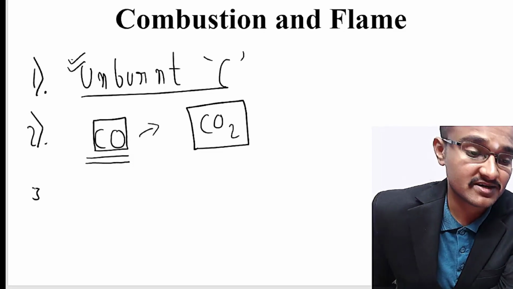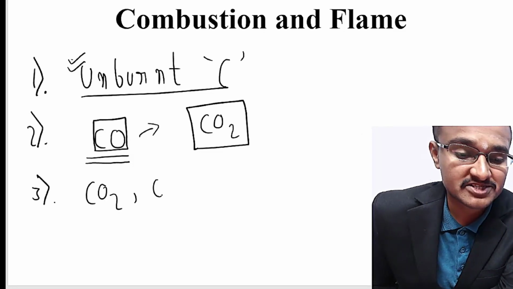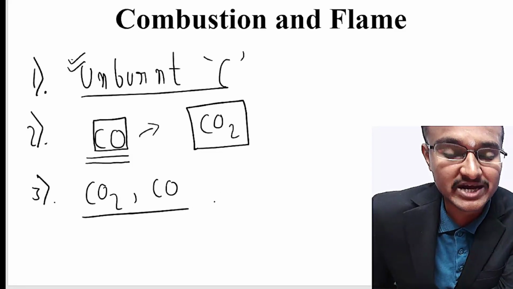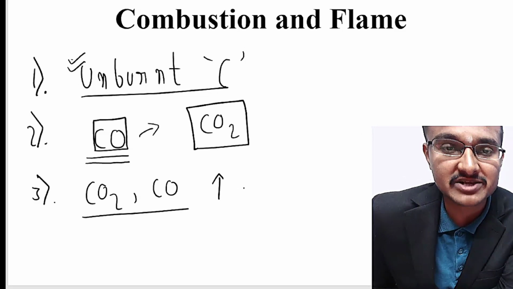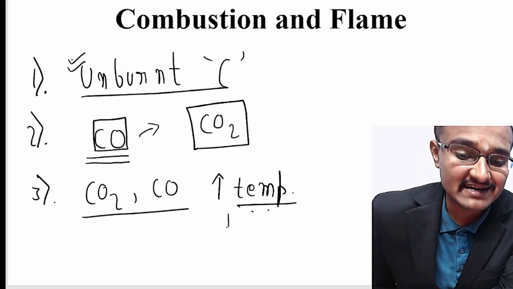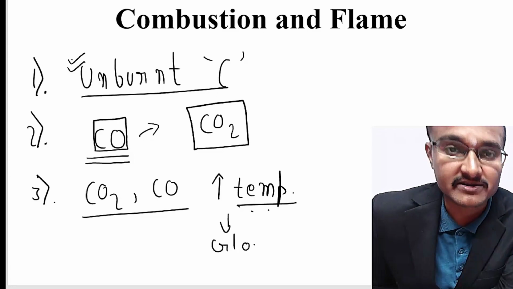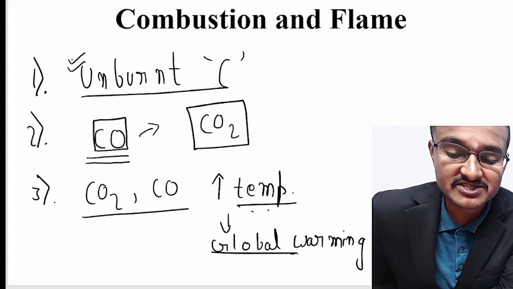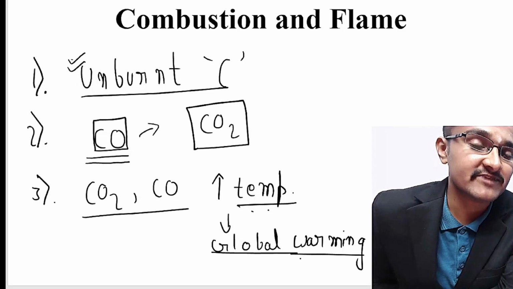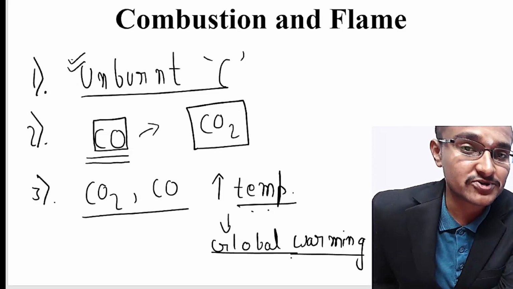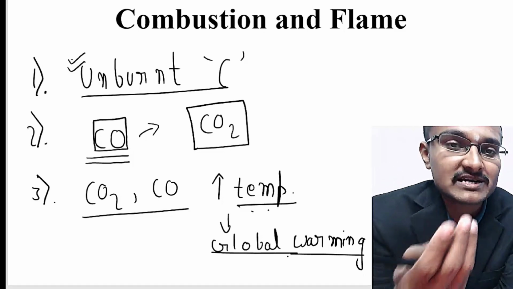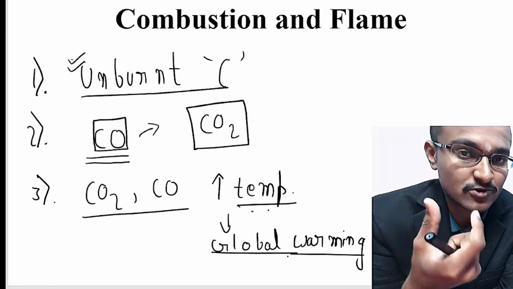Coming to the third disadvantage, when CO2 and CO are released into the atmosphere while burning the fuel, they increase the normal temperature of Earth. When the normal temperature of Earth increases, that leads to global warming. Global warming is responsible for the melting of ice glaciers and for the rise in sea levels, and a lot of environmental imbalances take place because of it.